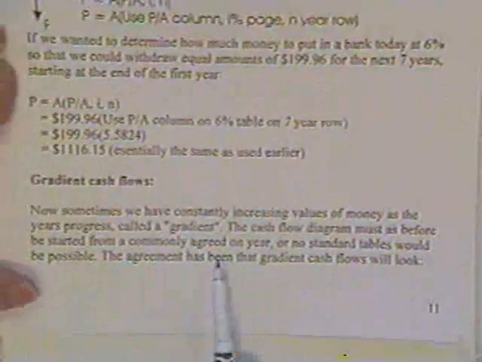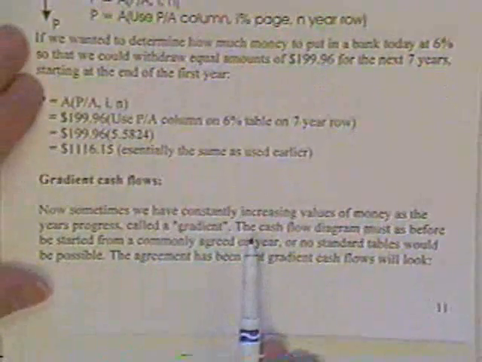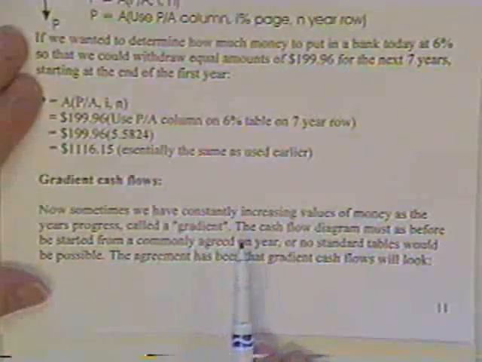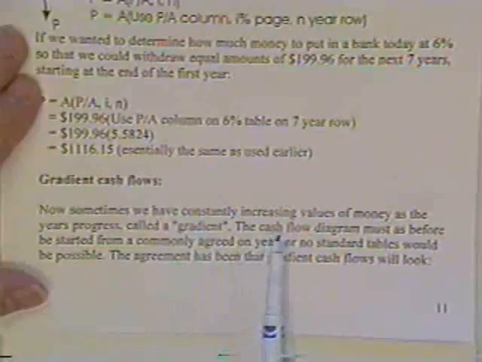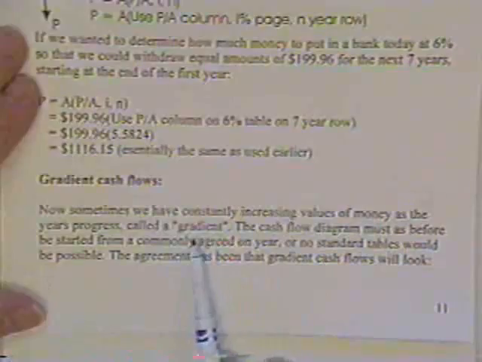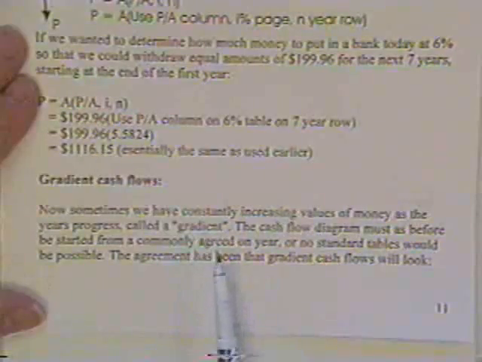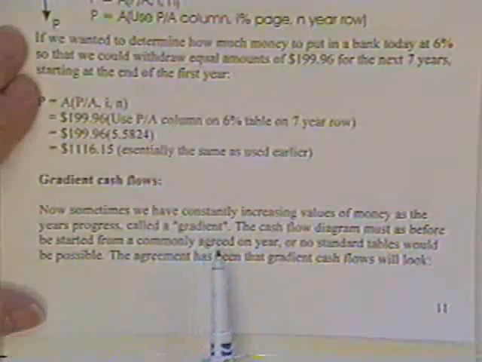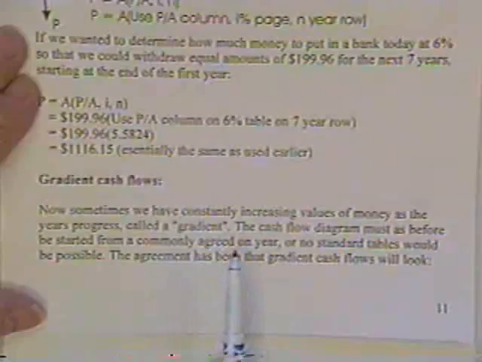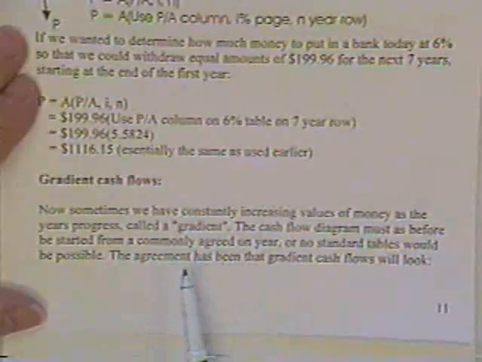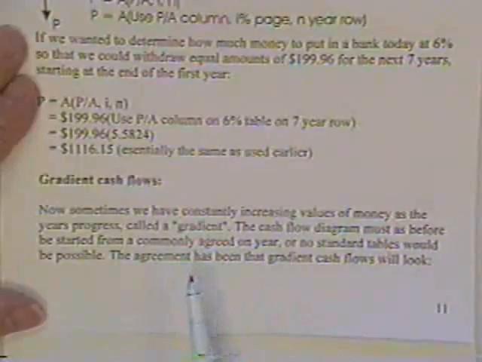Now, a lot of times you have cash flows that are not constant per year, or constant per month, or constant per payment period. In that case, if they are linearly increasing, they're called a gradient. And again, you and I will have to agree on some common year as to when to start putting the gradient in. Otherwise, we're going to have a whole pot full of different tables.